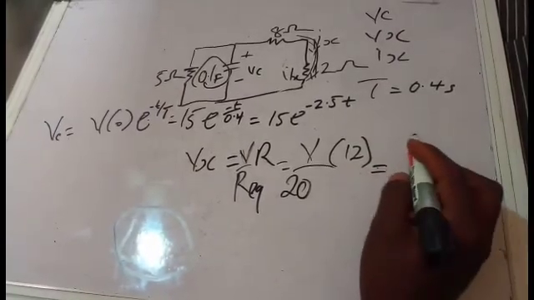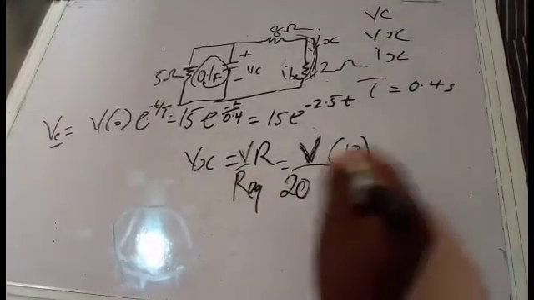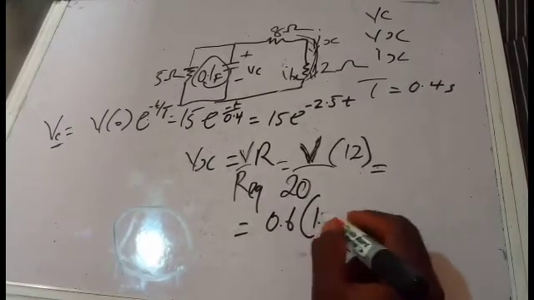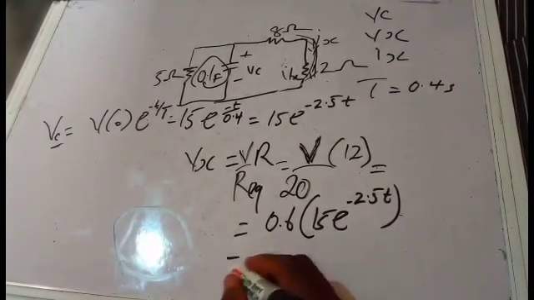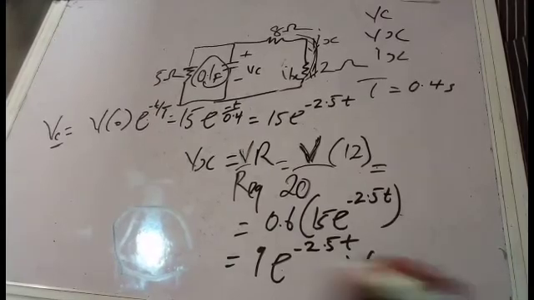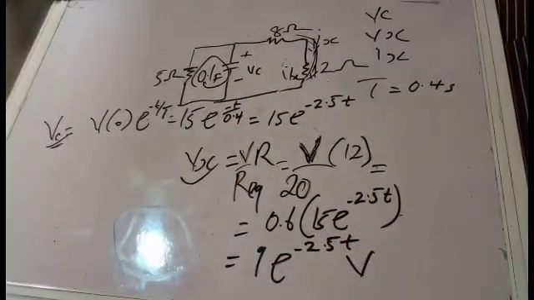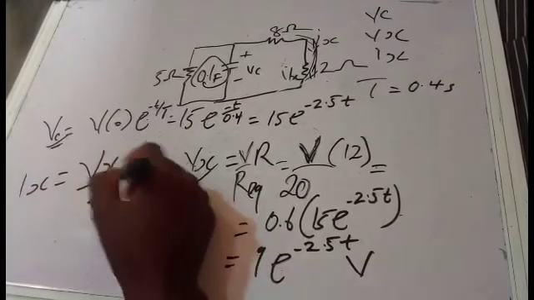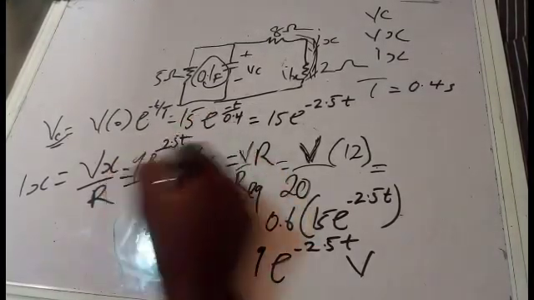Now solving that, remember the V is the same as this V here, so we substitute it. If you get this, it becomes 0.6 open bracket, substituting this V, 15 e to the power of minus 2.5t. Now if you multiply this, you should have 9 e to the power of minus 2.5t in volts. So we've gotten our Vx and we've gotten our VC. Now let us get our Ix. Ix is Vx over R, and our Vx is equal to 9 e to the power of minus 2.5t over R.